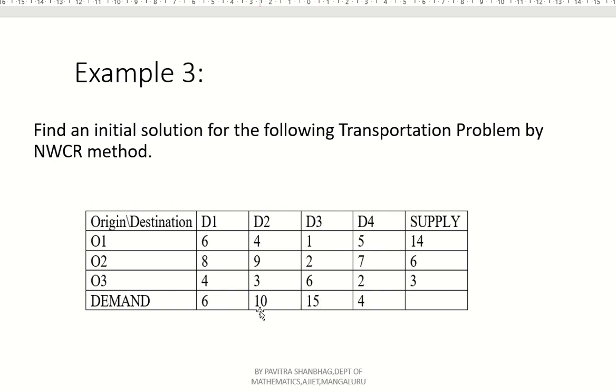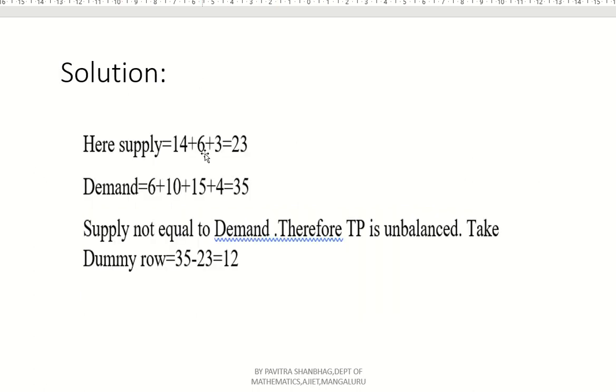Now 6 plus 10 plus 15 plus 4: 16 plus 4 is 20, 20 plus 15 is 35. So total demand is 35. What about supply? 20 plus 3, 23. Clearly, the demand is not equal to the total supply. So since the total demand is not equal to the total supply, the given transportation problem is unbalanced.